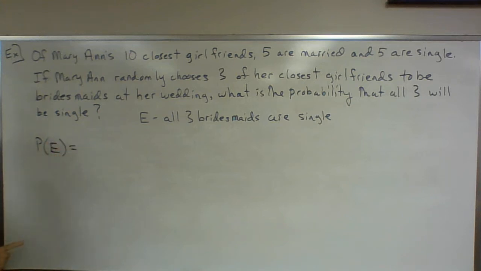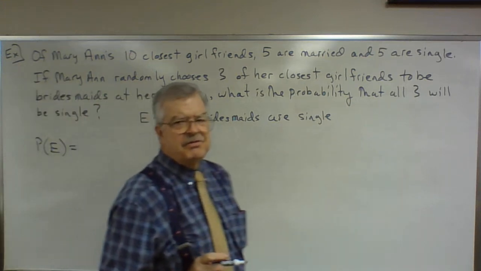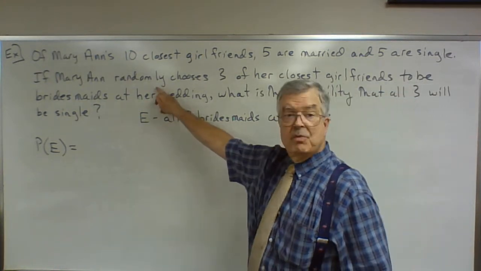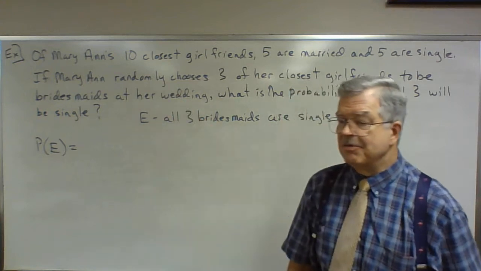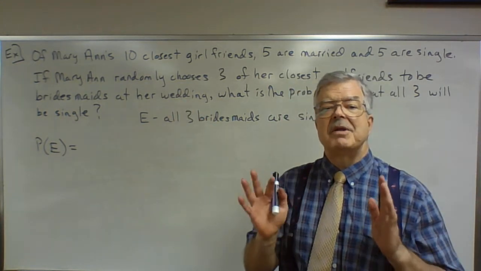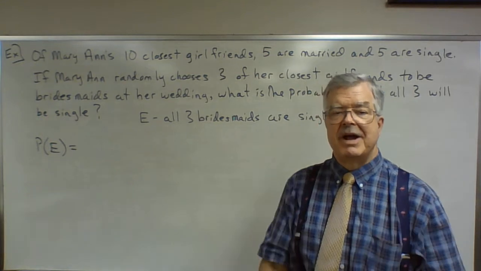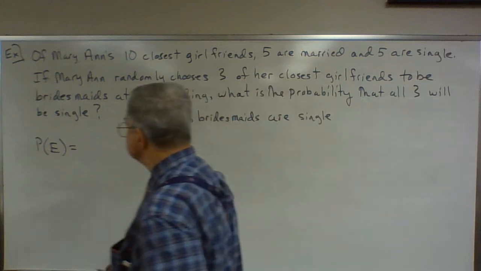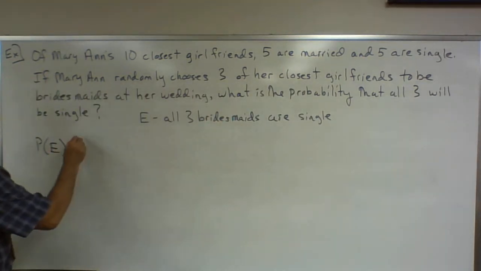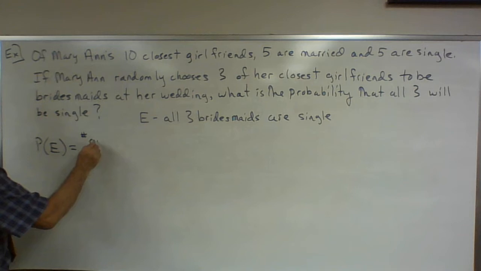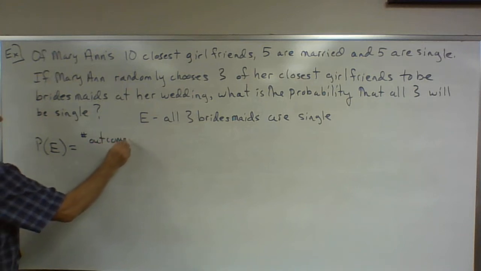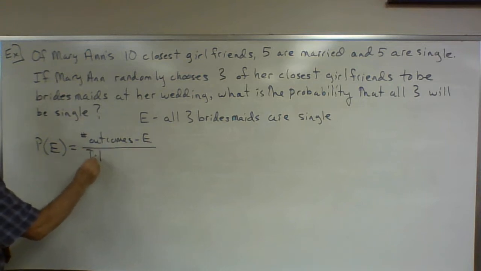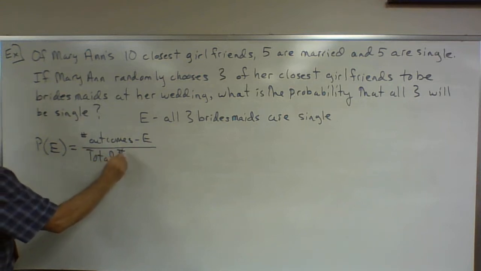Probability of E occurring. Before we do this formula, let's remember that Marianne is randomly choosing these 3 bridesmaids, so each of the 10 friends is equally likely to be chosen. Therefore, we can use the formula: number of outcomes resulting in E over the total number of outcomes.